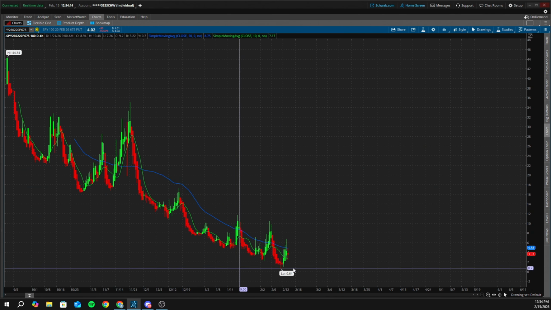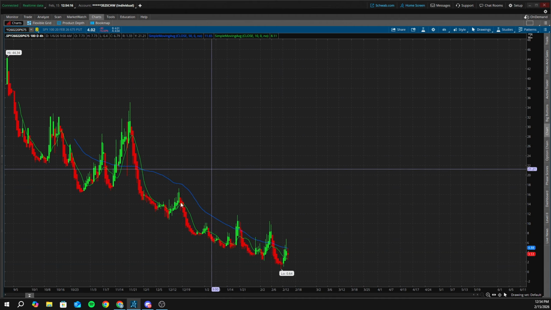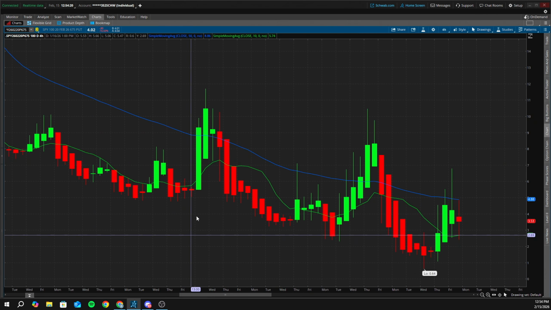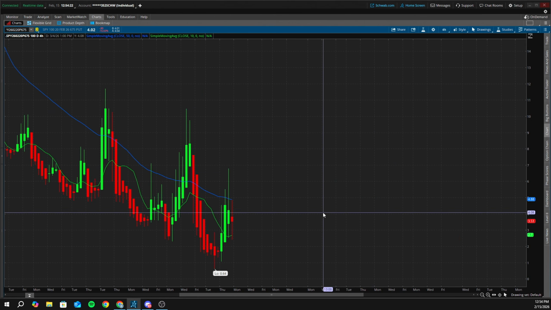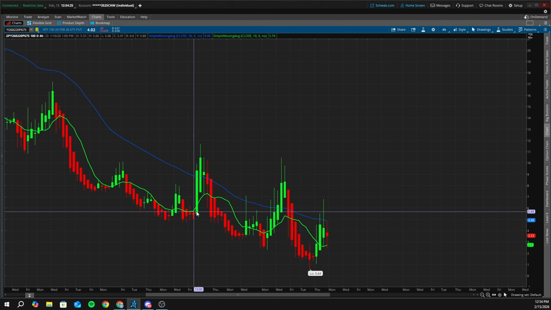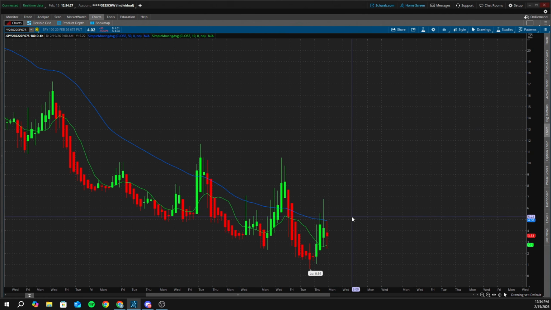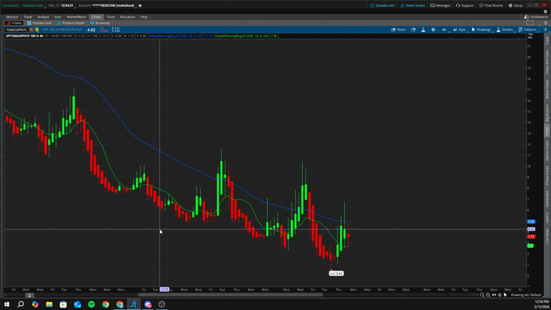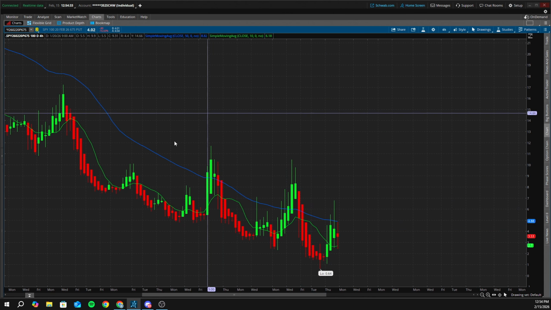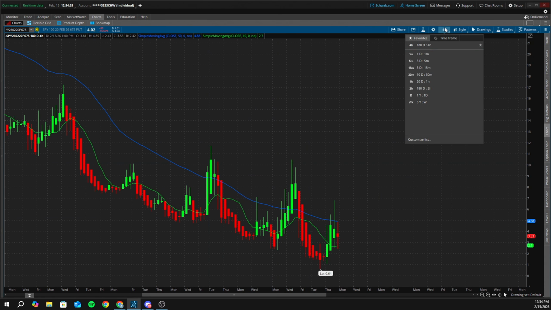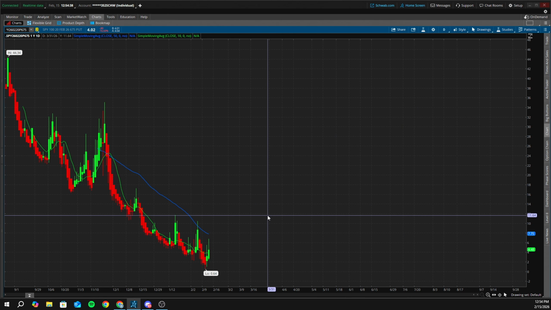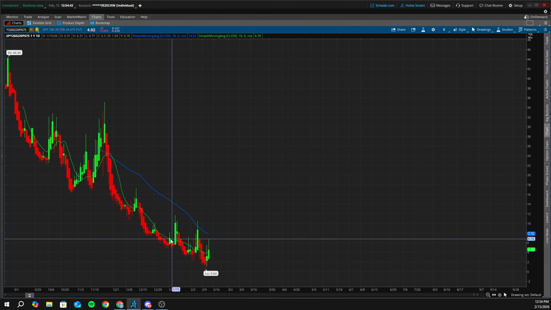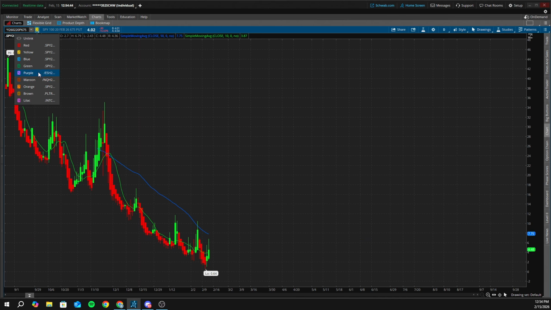The only thing I don't like about this test of it is how many times we've come up into this level. This is the third time in the last week or so. I don't even know what day this is. It doesn't tell me, but you can see we've come up to this multiple times. Eventually this side is going to break. I guess you could say it's the second time on the daily that we came up into this area.